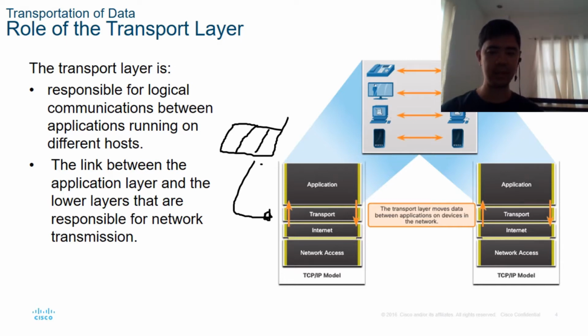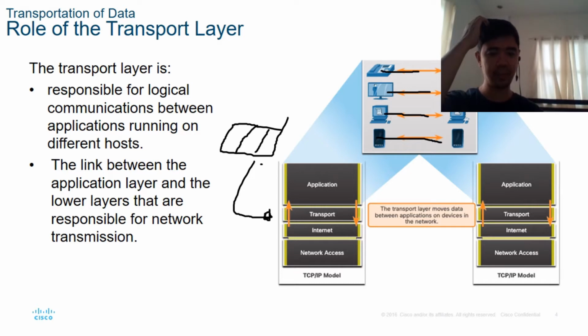Like in this diagram, you can use your phone and at the same time stream a video and browse the web through the network. With that, we can say that the transport layer is responsible for managing the communication between the applications running in different hosts.